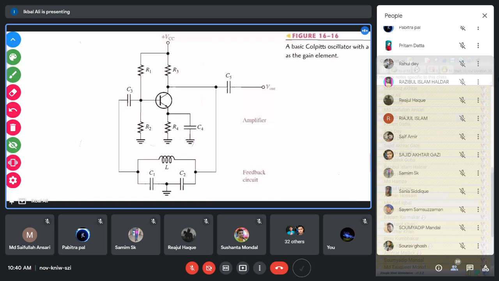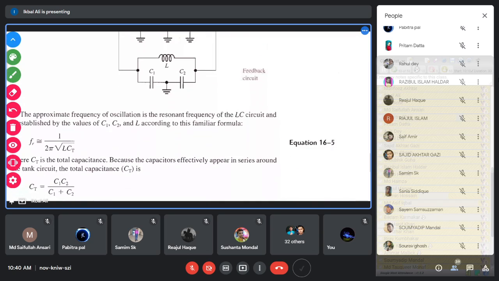If you see the frequency expression, the frequency is 1 by 2 pi root over LCT. So it is dependent on the inductor and two capacitors C1 and C2. These three elements are responsible for this frequency. That means how much frequency is produced at the output by this circuit only depends on the inductor L, C1 and C2, according to the formula.